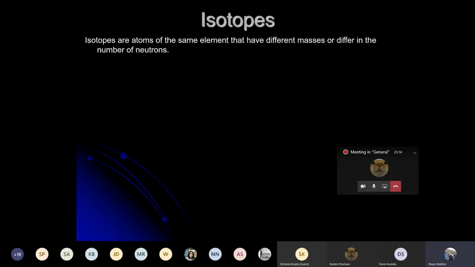And so now in the case of an isotope, what is the definition of an isotope? Isotopes are atoms of the same element that have different masses or differ in the number of neutrons. So their mass number changes. That mass number also changes the number of neutrons. But make sure you understand that the isotopes are of the same element, but they differ in the number of neutrons.